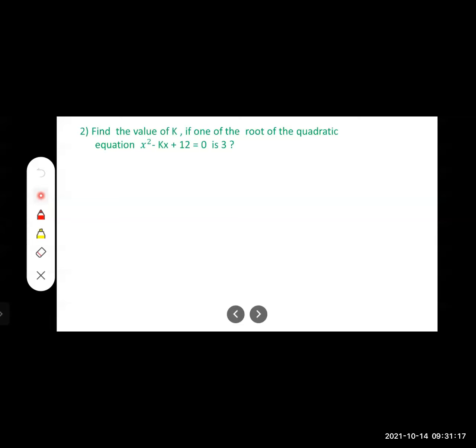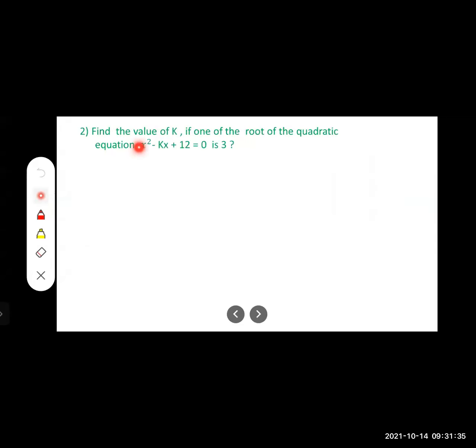Yes, see here also it is given in the plus only. Find the value of k if one of the roots of the quadratic equation x square minus kx plus 12 equal to 0 is 3. So what is the difference between the previous sum and this sum, students? In the previous sum k was in the first term, okay, but here the k is in the second term, okay, children.